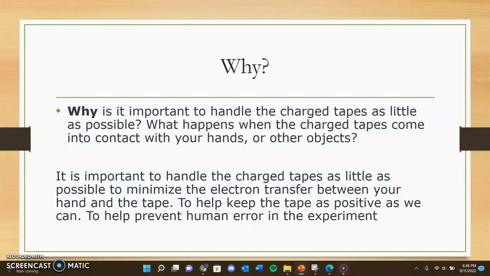For the why statement, why is it important to handle the charged tapes as little as possible? Well, the more you handle the tape, the more charge from the tape goes onto your hand, and therefore it makes the experiment less accurate. It's to help keep the tape as positively charged as possible, and it's to help prevent human error in the experiment.